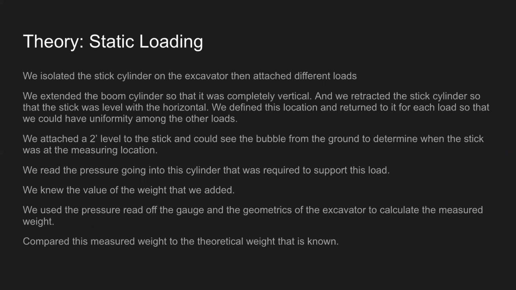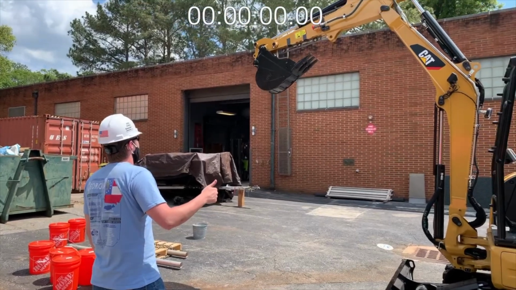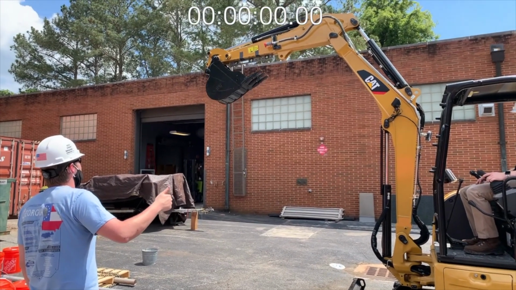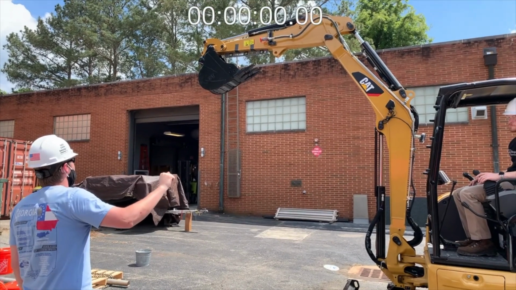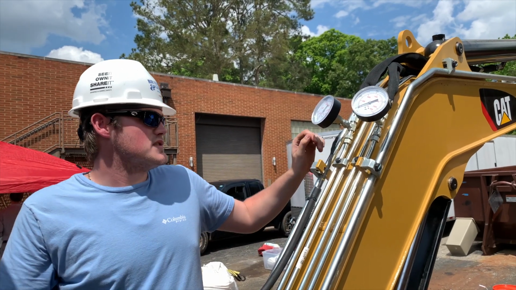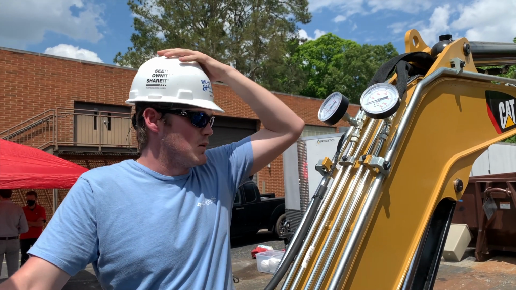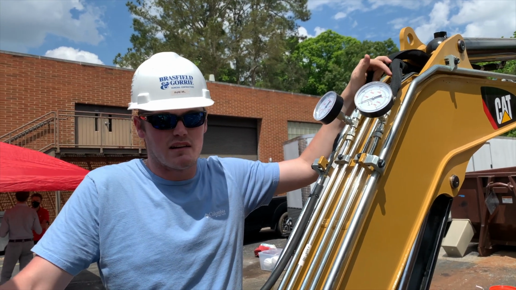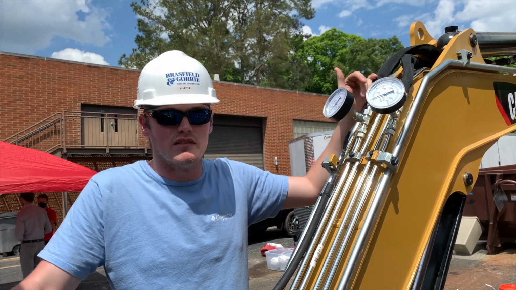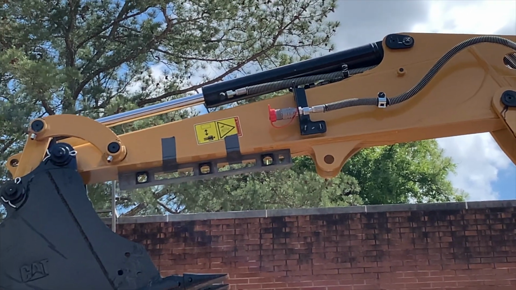The theory behind the static portion of the lab was to isolate the stick cylinder on the excavator and then attach different loads and use the pressure measurement to predict how much weight the excavator was carrying. So to do this, we extended the boom cylinder so it was completely vertical and then retracted the stick cylinder so that it was level with the horizontal and defined this as the experimental location so that we could return to it for each load to have uniformity.